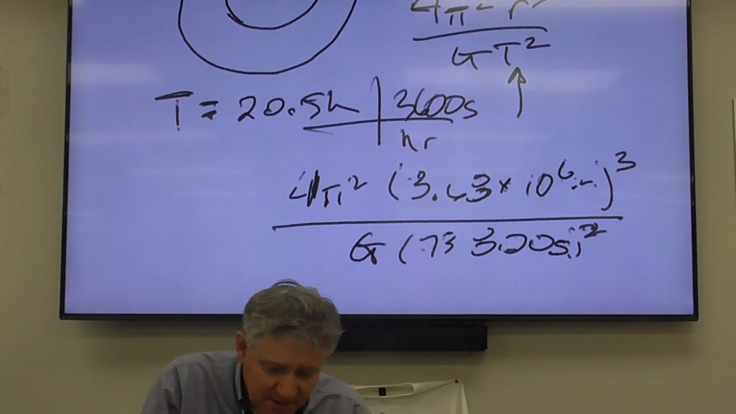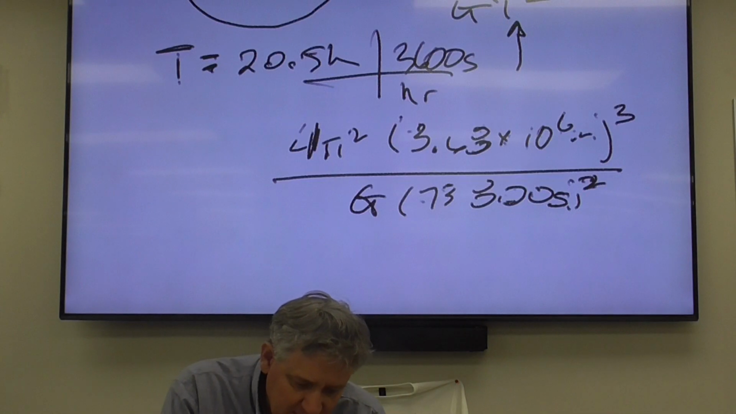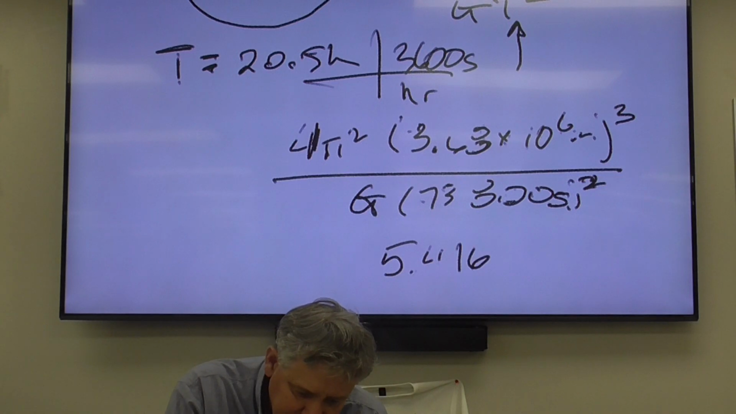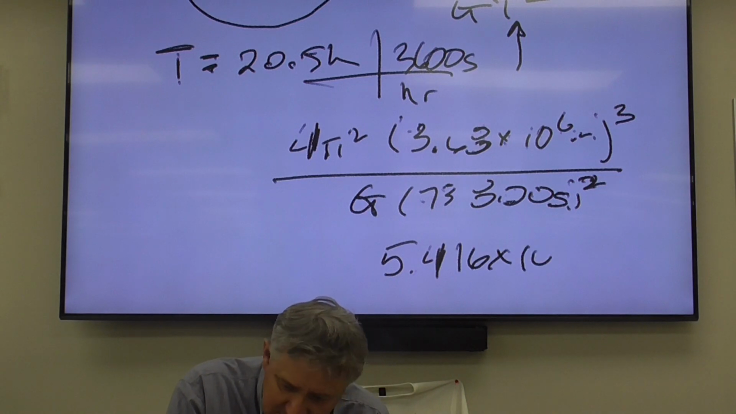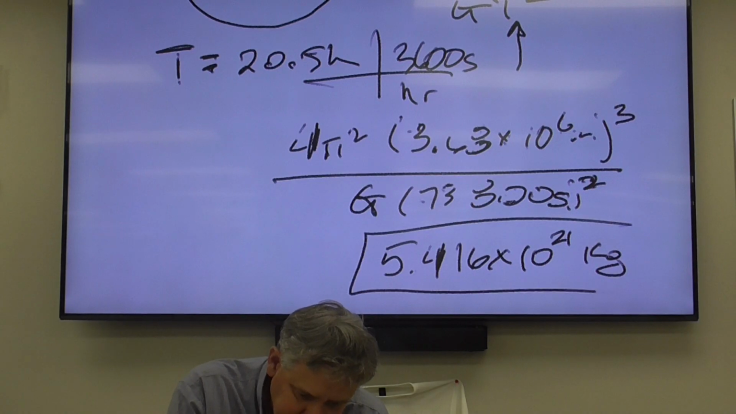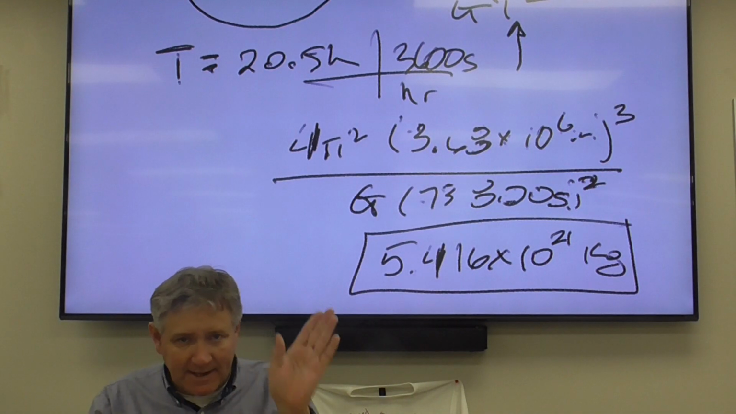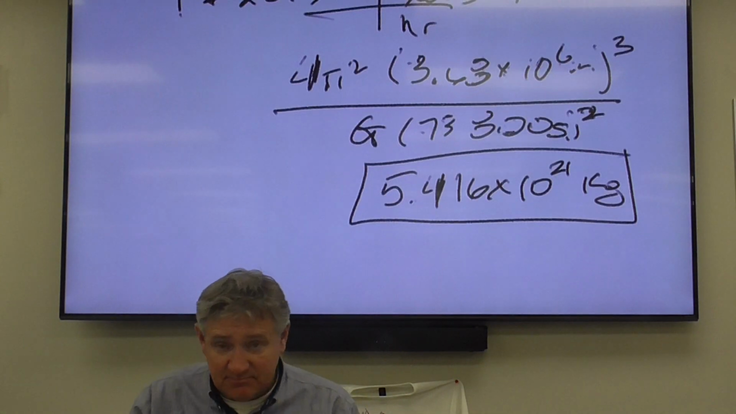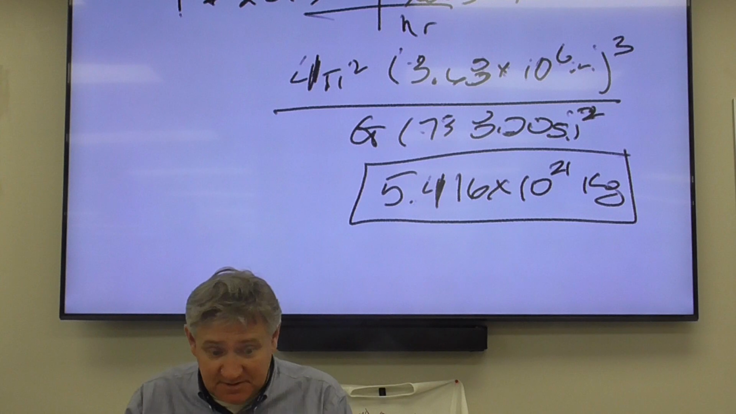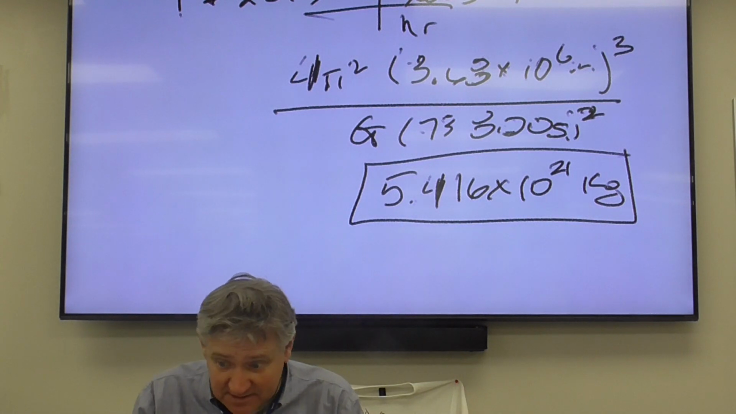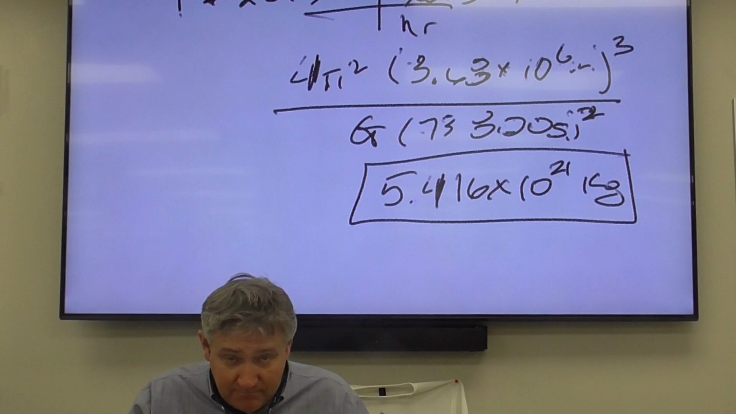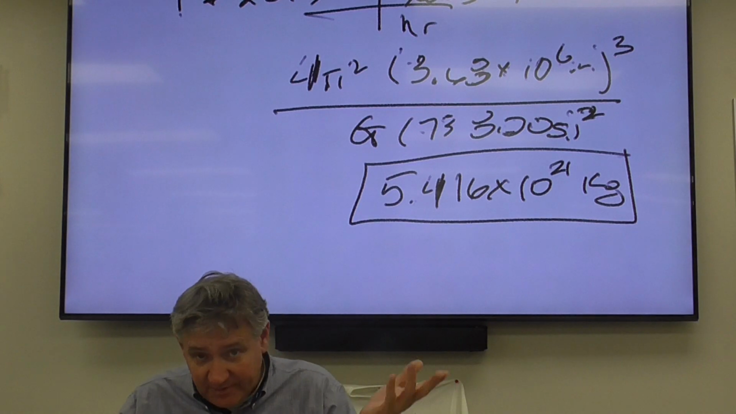Anyway, if you do this, you get 5.416 times 10 to the 21st kilograms. Cool. Lovely. Got it. Now, this is how you do planetary motion. This is how you find masses of planets. You make observations about a moon. How long does it take? Get an idea of the radius. Boom, find the mass of the planet.